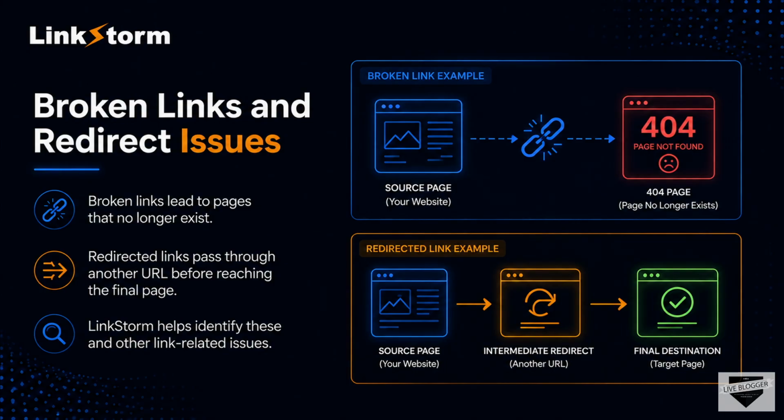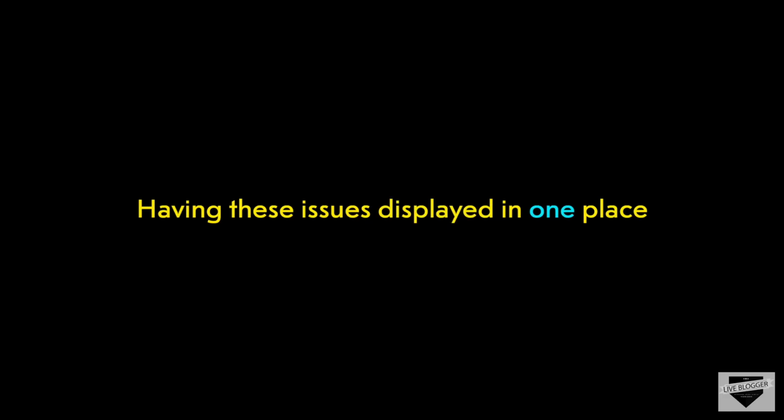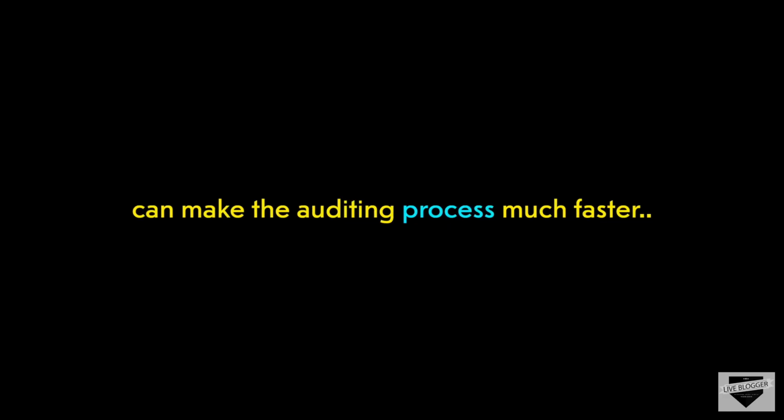A broken link sends the visitor to a page that no longer exists. A redirected link sends the visitor through another URL before reaching the final destination. A small number of redirects may not be a serious issue, but large websites can accumulate outdated or unnecessary links over time. Having these issues displayed in one place can make the auditing process much faster.